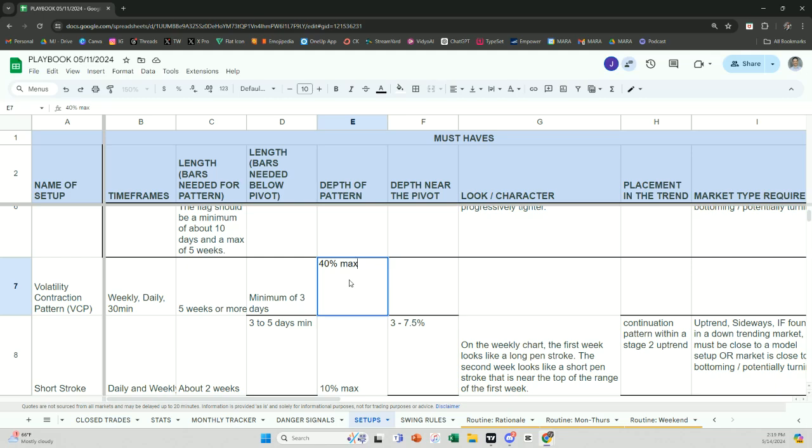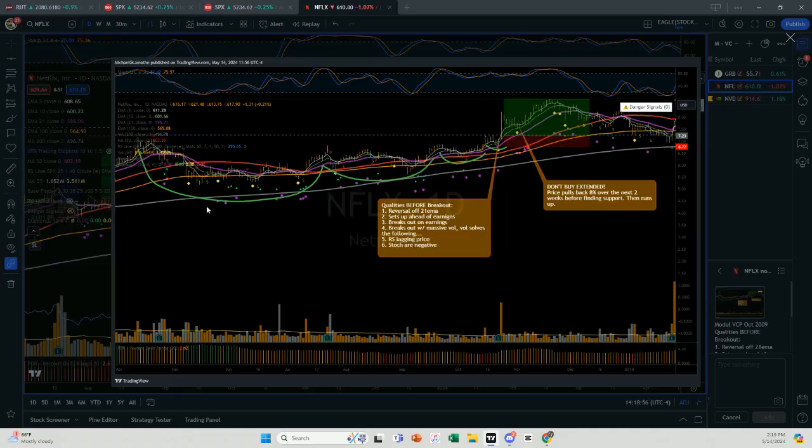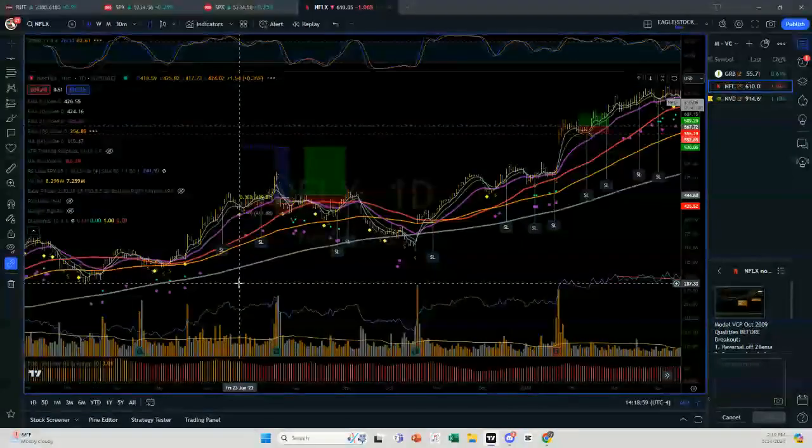What do you mean, depth of pattern? So when I'm looking at this area right here, right? Well, what's the deepest point of the pattern?